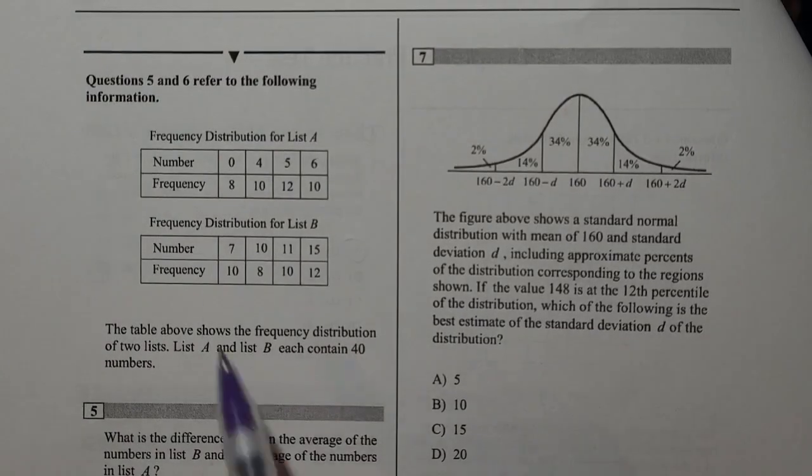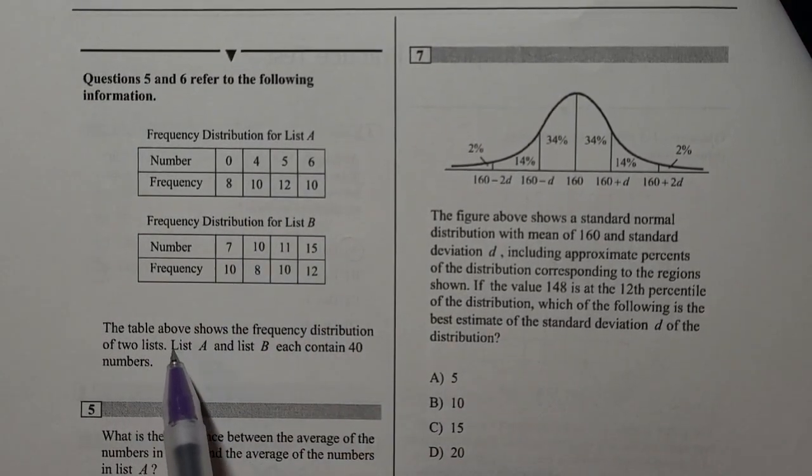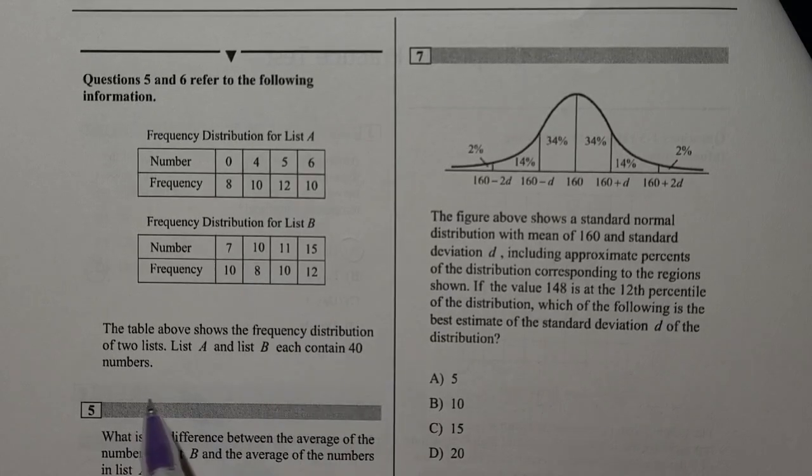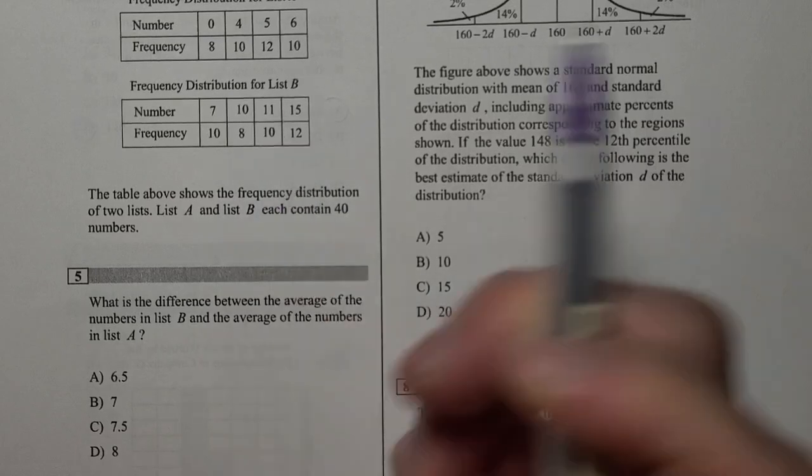Okay, 5 and 6 refer to this. This is a frequency distribution, the same as this table. The distribution contains 40 numbers, okay? These should total 40, which if we eyeball looks like it, right?